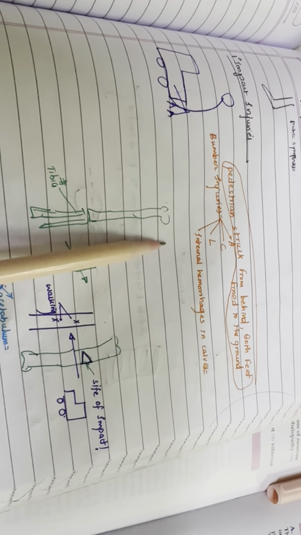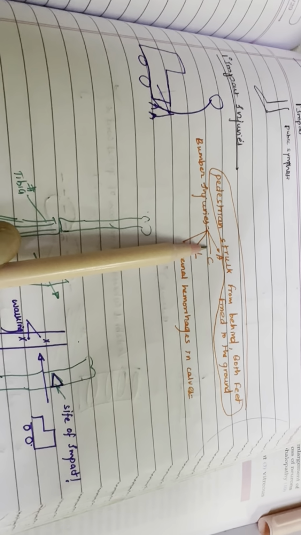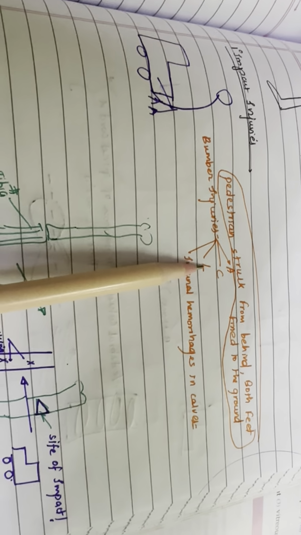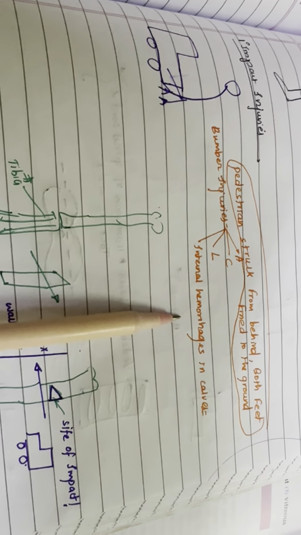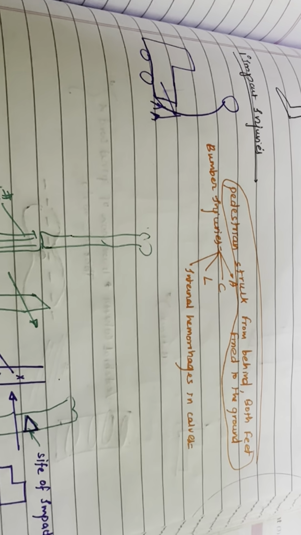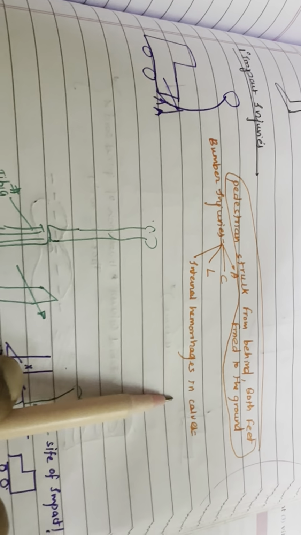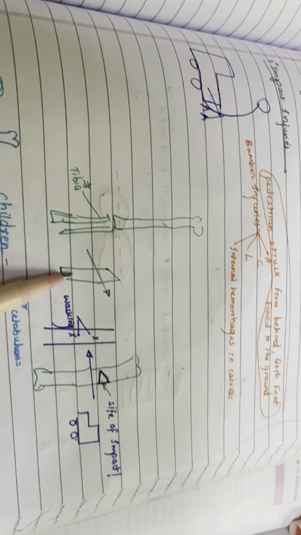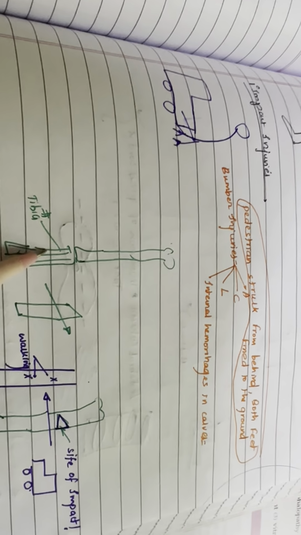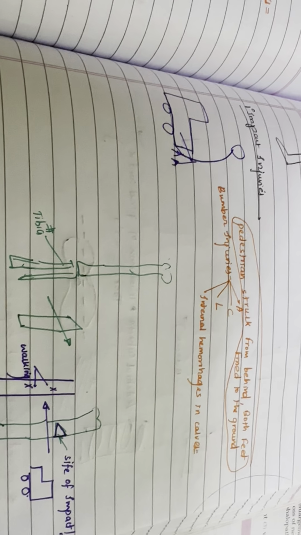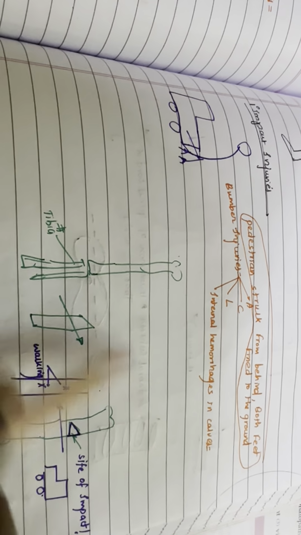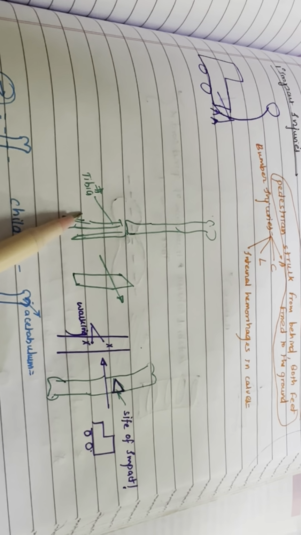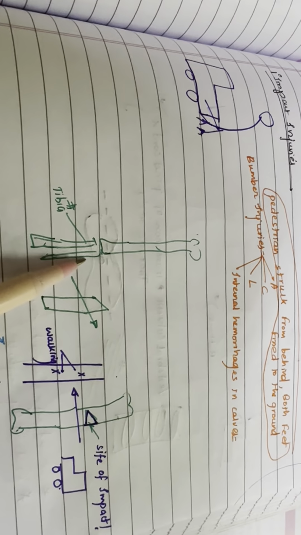Injuries produced are bumper injuries. At the site of bumper impact, there may be abrasion, contusion, laceration, and internal hemorrhage in the calves. Bumper fracture is part of a bumper injury and is the most characteristic fracture in a vehicular accident. Usually the tibia is fractured, although very rarely the fibula may also fracture.